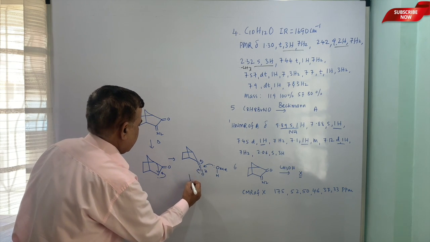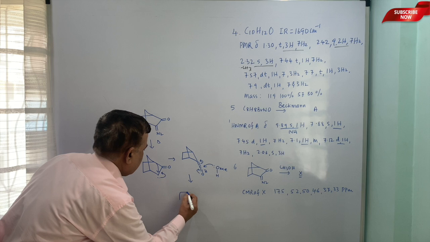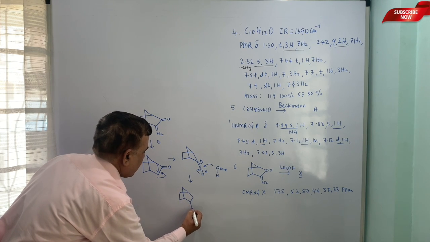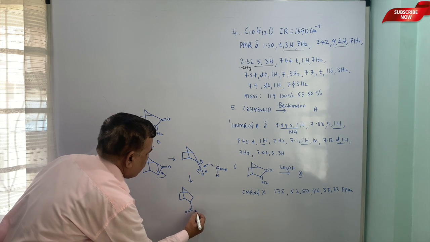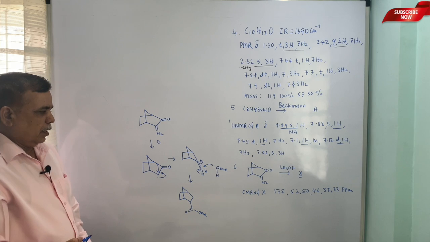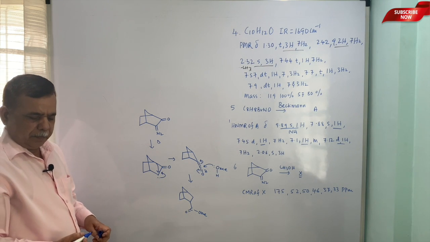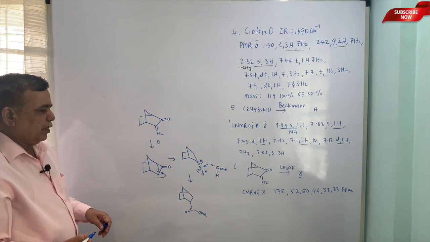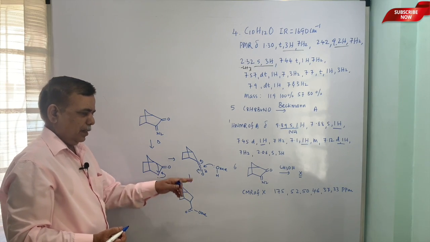Proton is transferred here, and eventually you get the COOMe. This is the product. Now, we will check it by comparing with the data of CMR.